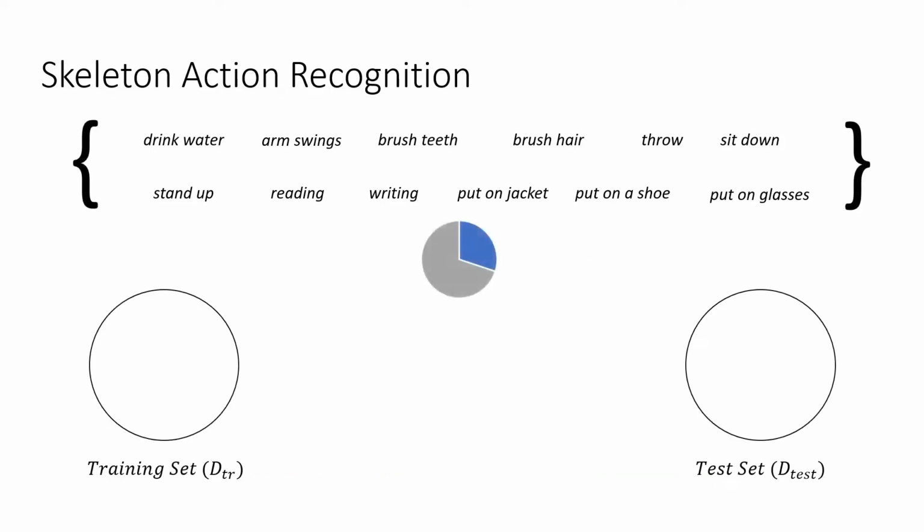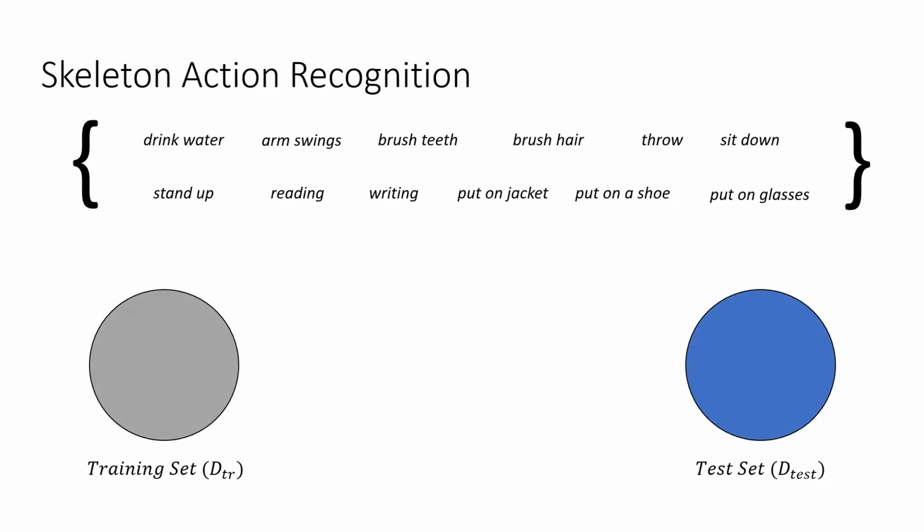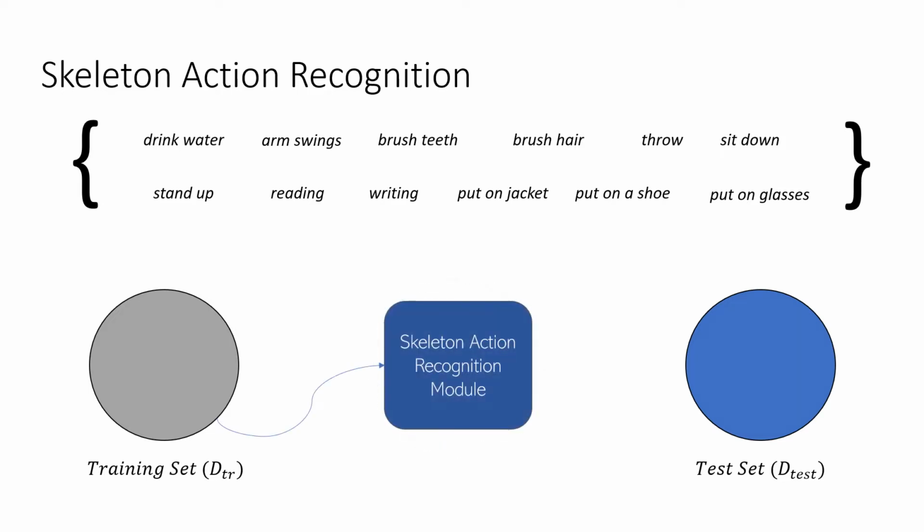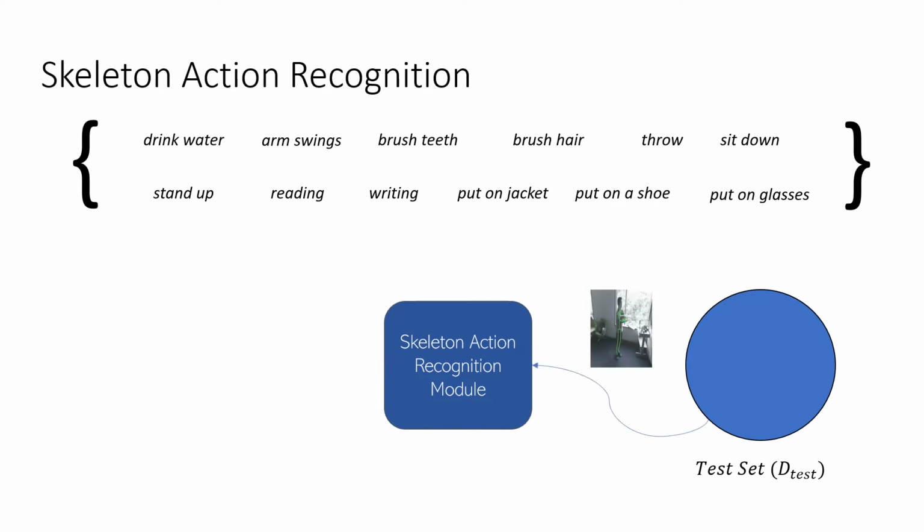In the task of traditional skeleton action recognition, the data from all of the classes is split into the training and testing set. Therefore, the splits formed contain samples from all of the classes present in the dataset. The action recognition model is trained on the training set formed. Once the model is trained, its performance is evaluated by making it recognize actions from the test set, which was not present during the training phase.